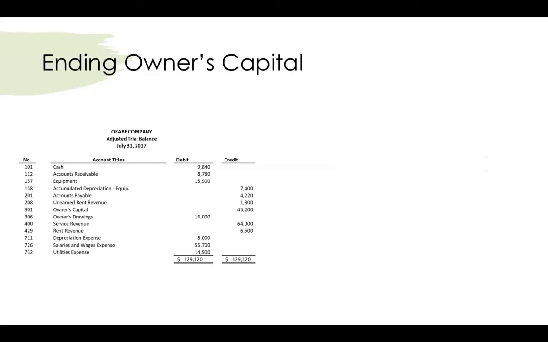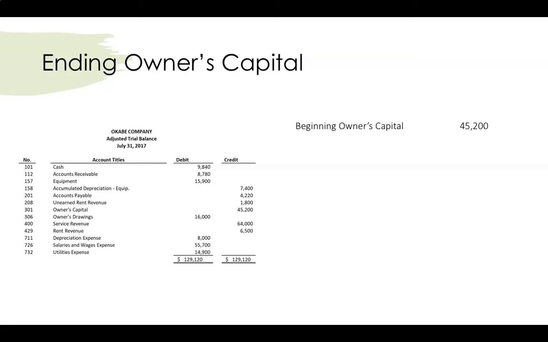Now the last part of this question wanted us to find our ending owner's capital. There's a few different ways that we could do this here. We could take our accounting equation and just take the asset amount that we found and subtract out the liability amount that we found. And that would give us our amount here.